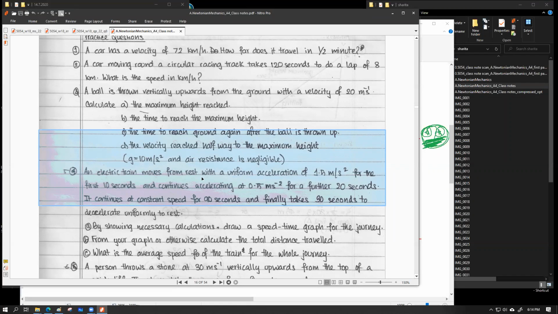And then it starts with a uniform acceleration of 1.5 meter per second square for the first 10 seconds. And then it continues accelerating at 0.5 meter per second square for a further 20 seconds. So there are two segments of acceleration. This one is a bit steep, this one is a bit less steep, because this is 1.5 and this is 0.5, okay? Then it continues at a constant speed for 90 seconds, and finally it takes 30 seconds to decelerate uniformly to rest.